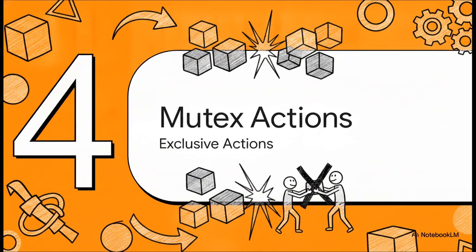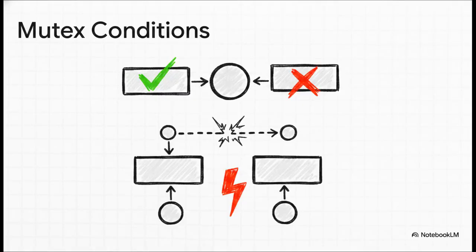Let's move to Section 4, Mutex Actions or Exclusive Actions. You can think of this as conflict resolution for AI. If any of these 3 conditions occur, our actions are mutually exclusive, or mutex, which means they absolutely cannot be executed at the exact same time.